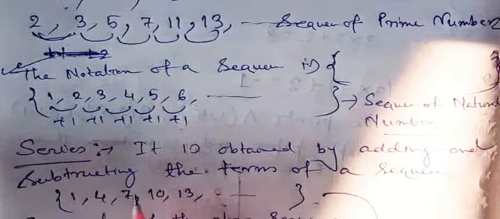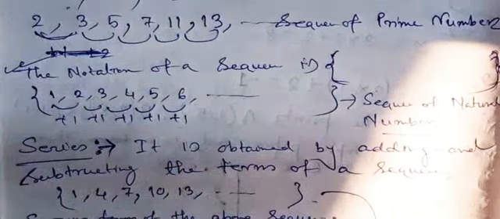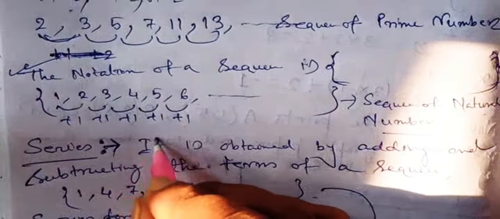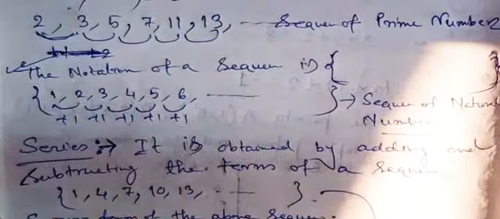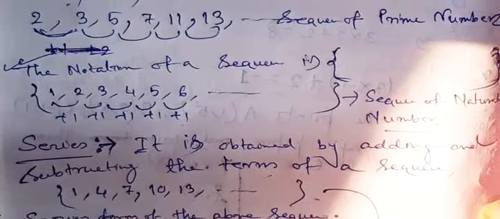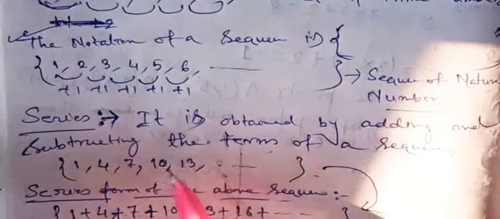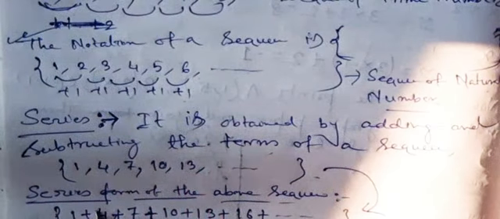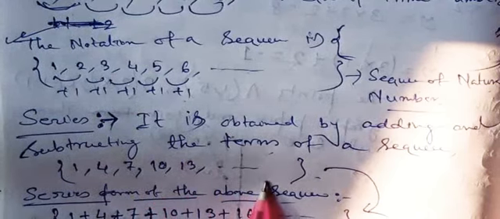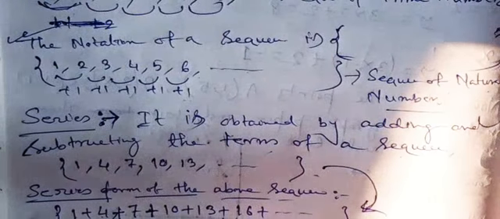Next, come to series. Sequence and series is my chapter. A series is obtained by adding or subtracting the terms of a sequence. Okay, 1, 4, 7, 10, 13, dot dot dot. Now, if we take this sequence, how do we get the series? We add all the numbers: 1 plus 4 plus 7 plus 10 plus 13 plus 16.